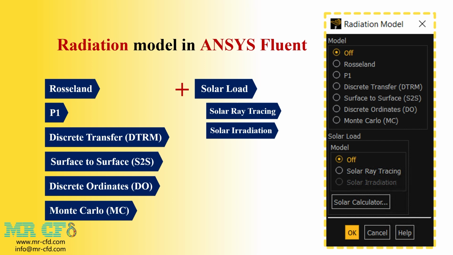These methods are Rosseland, P1, discrete transfer radiation model (DTRM), surface to surface (S2S), discrete ordinates (DO), and Monte Carlo (MC). In addition, this module has the ability to apply solar load. Solar load includes two methods: solar ray tracing and solar irradiation. So, with this module, you can define the radiation of solar rays on the computing domain, and you can also define the radiant heat transfer in the computing domain in different ways. In this training course, we intend to introduce all these radiation methods.